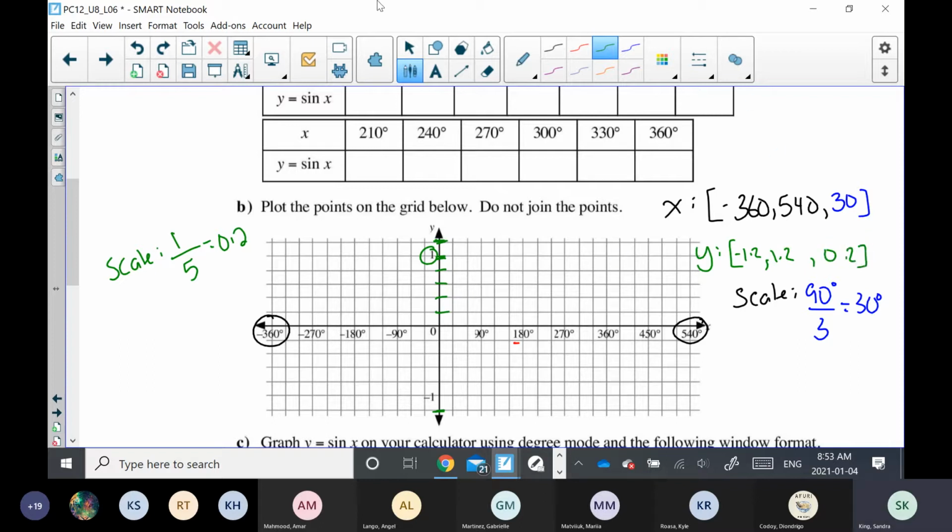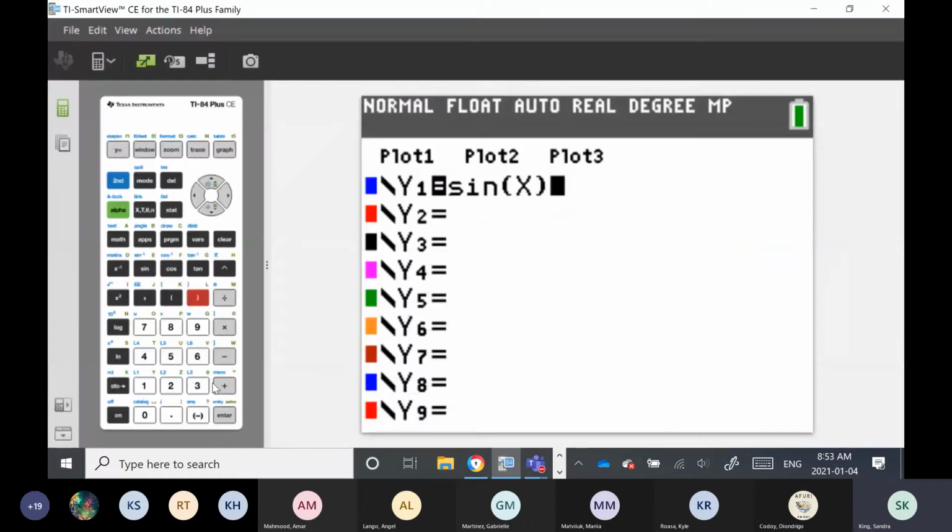Okay, so we can take this and punch it into our calculator. We're going to change our window. So take out your calculators and go to window.